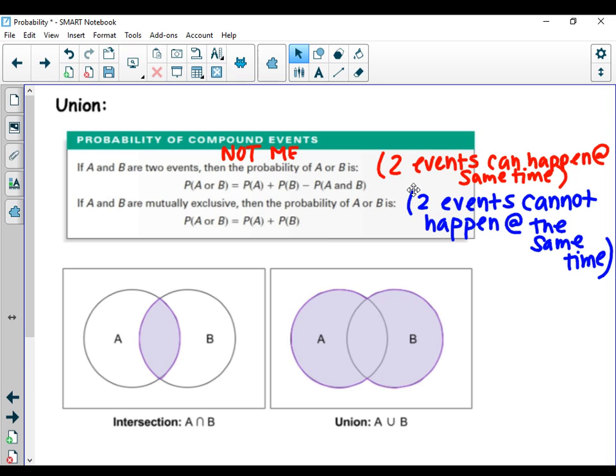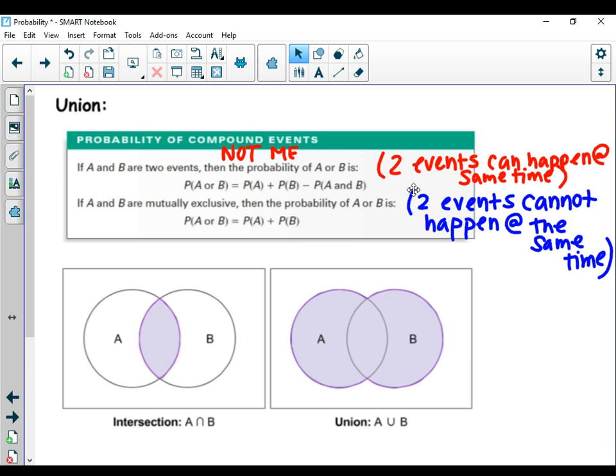So for example, I can ask you the question, to roll a number cube, rolling an odd number or an even number. Can that happen at the same time? No, you can't have an odd and an even number at the same time. So it cannot happen at the same time, so that would be mutually exclusive. And we would just find the probability of A plus the probability of B.